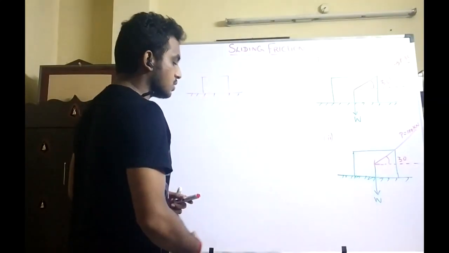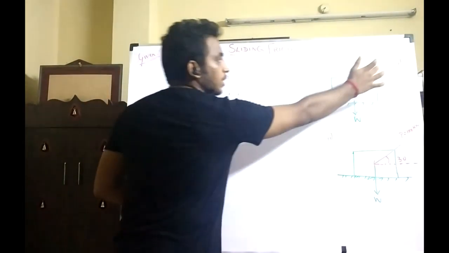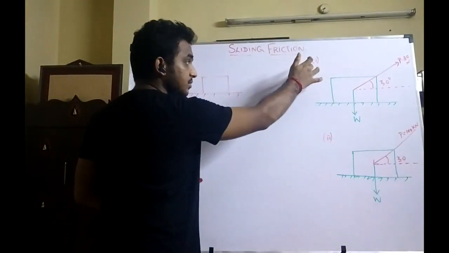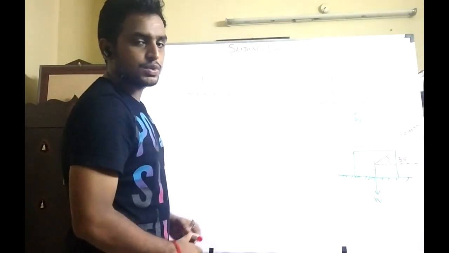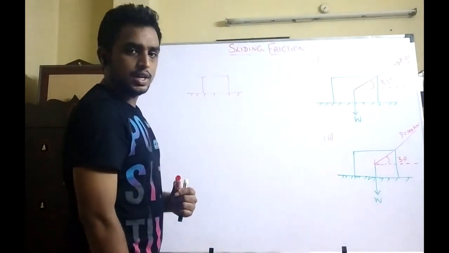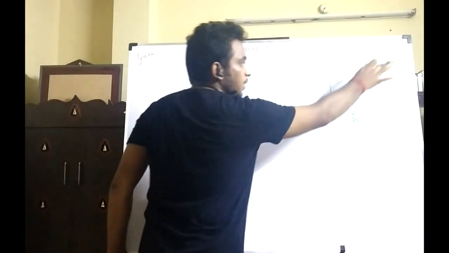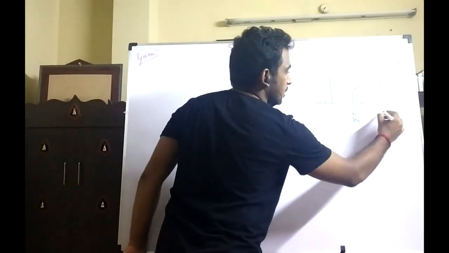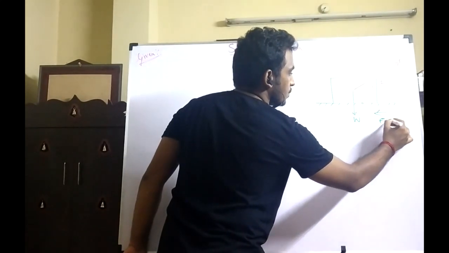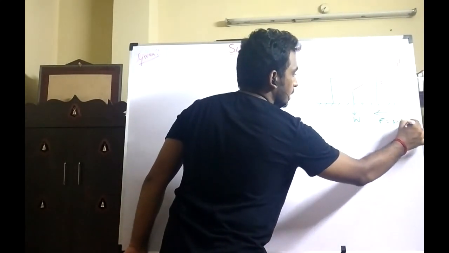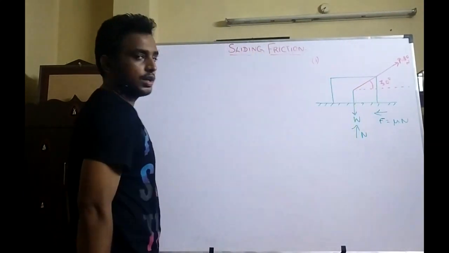First we are going to consider only the pull effect of 80 Newton, which is inclined at an angle of 30 degrees. That will be our case 1, and then we will move on to case 2. With respect to case 1, the body is undergoing a pulling effect, so there will be a frictional force acting opposite to that. So we will have F equal to mu times N, and then a normal reaction will be acting exactly perpendicular to the block.